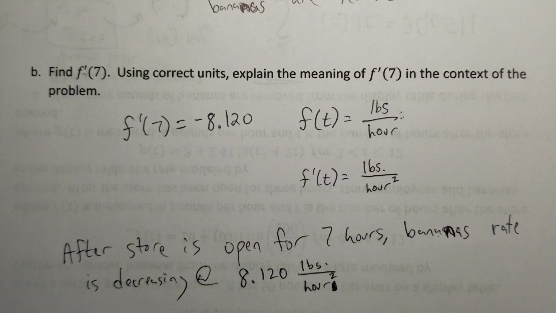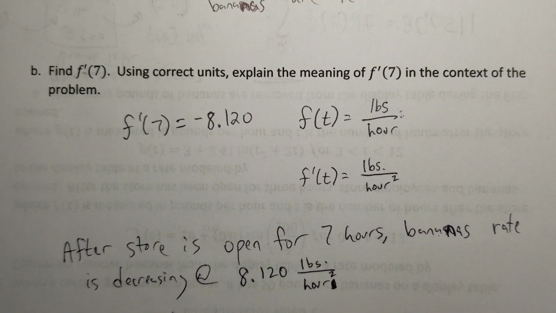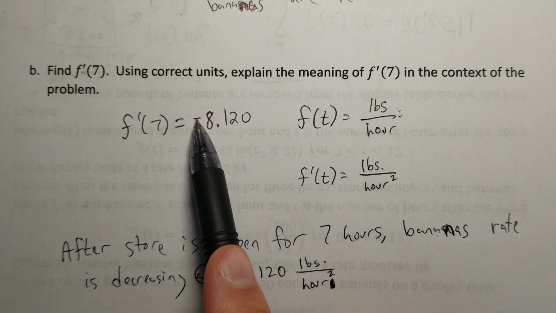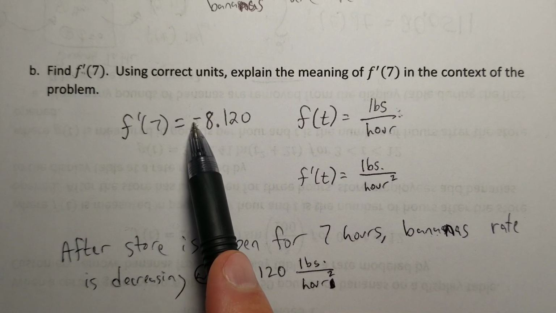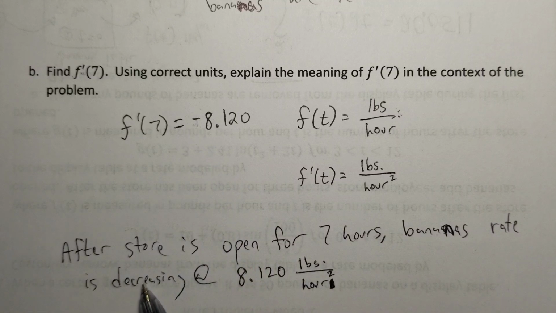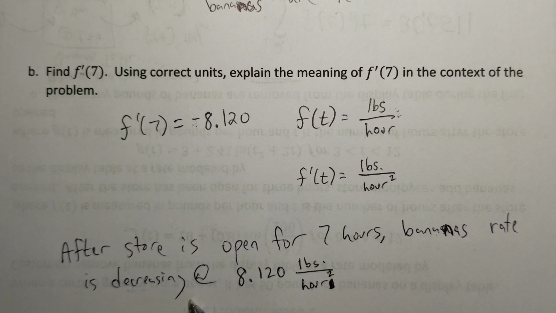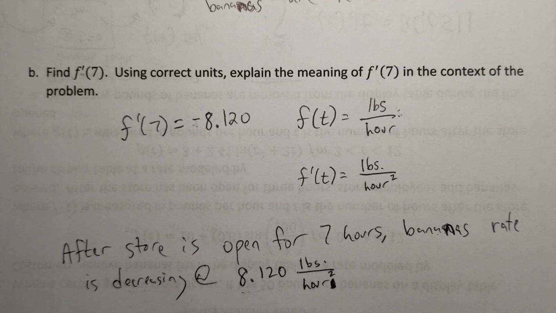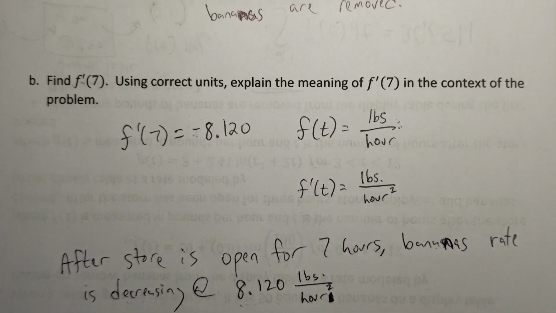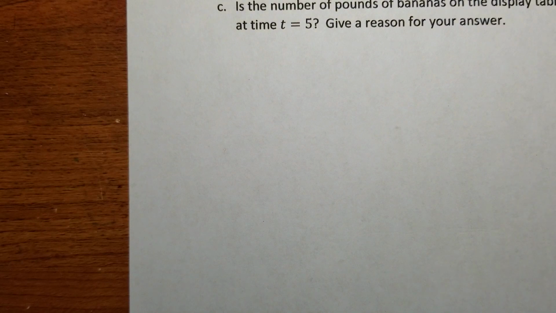squared. Now, notice if I say decreasing, because we have a negative pounds per hour squared, I'm just going to decrease at the positive number here. If I decrease at a negative rate, the double negative there would change that to be positive. So if you're going to say decreasing, make sure that you make that 8.120 positive. All right, let's go ahead and flip over to C really quick.